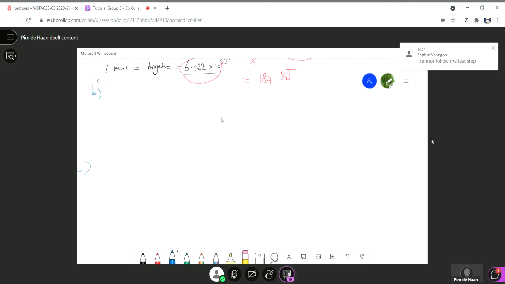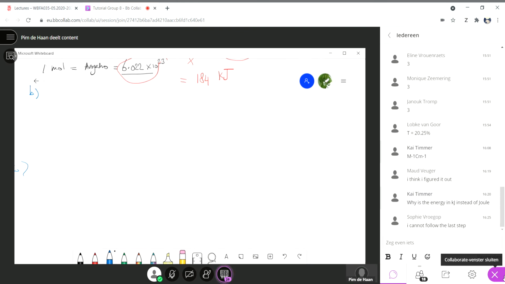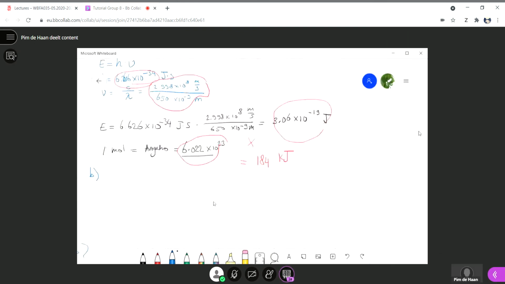Yes, I hear a chat thingy. I cannot follow the last step. Okay, that's okay. Go back up. All right, so what we have here is the energy per photon. And now we want to know how much energy there is in 1 mole, right? So 1 mole is a number. So you can have a dozen, which is 12. You can have 100. This is just a very big number.